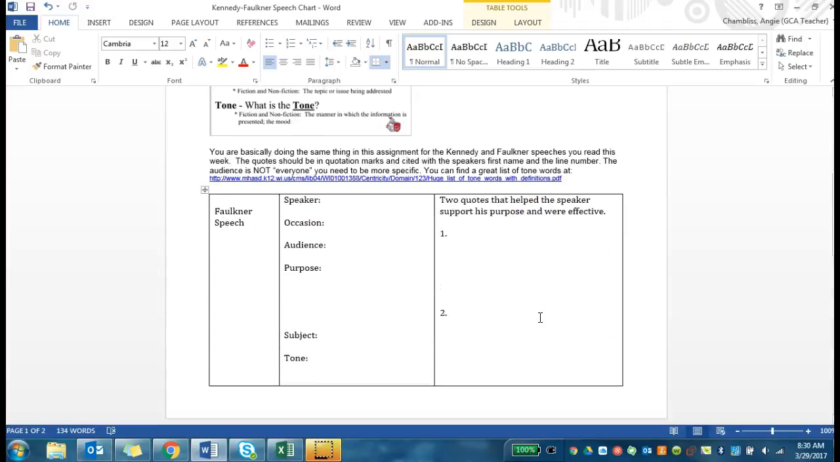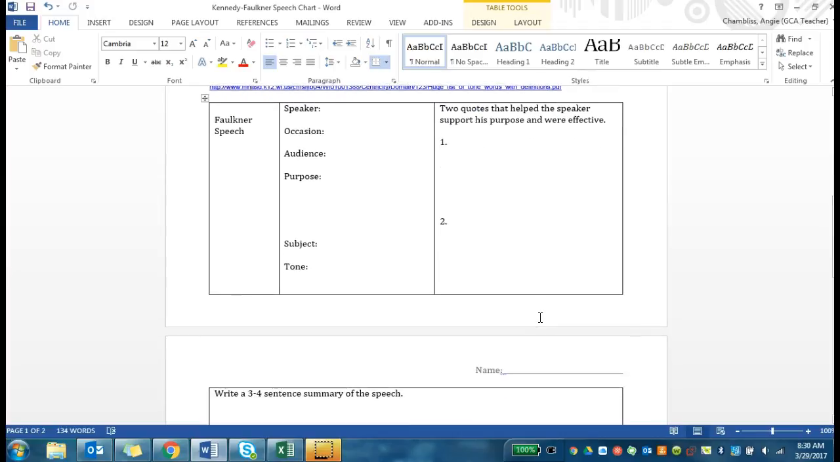You can scroll down here and we have our chart. First we're going to look at the Faulkner speech, and you're simply going to fill in who the speaker is, what the occasion is that he is speaking for, who he is speaking to, and the purpose. Why? You wouldn't just say the purpose is that he is accepting an award. There's another reason. What point is he trying to get across? What's his message? And then the subject: what's the topic or topics? And then the tone. How did he sound? How did it make you feel?